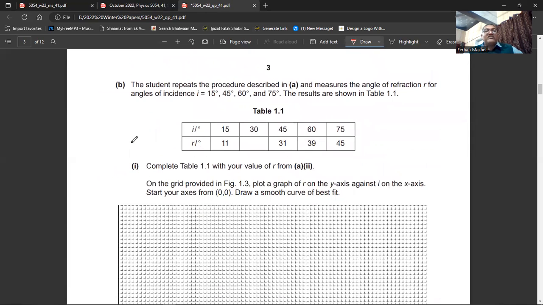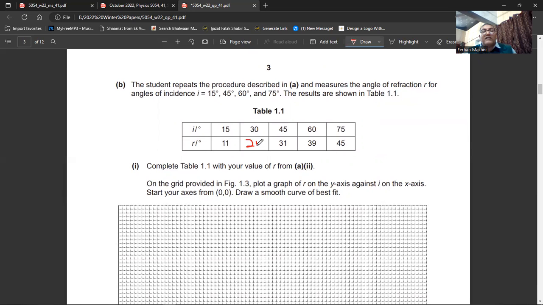Then part B, it says the student repeats the procedure described in part A and measures the angle of refraction r for angles of incidence i. He took angles of i of 15 degrees, 45 degrees, 60 degrees, and 75 degrees. The results are shown in table 1.1. For 30 degrees, it is 21. Complete table 1.1 with your value of r from part A.